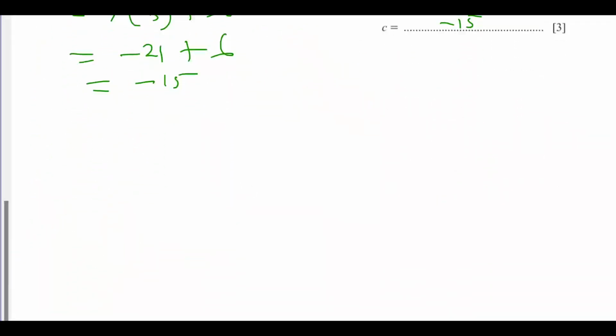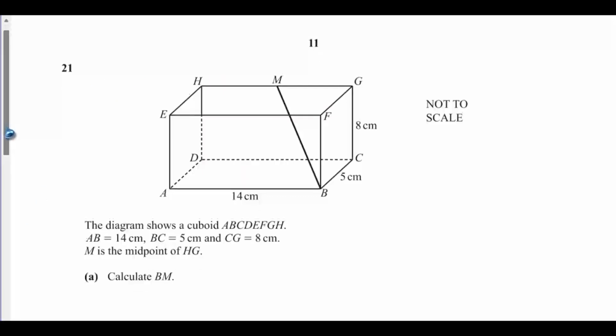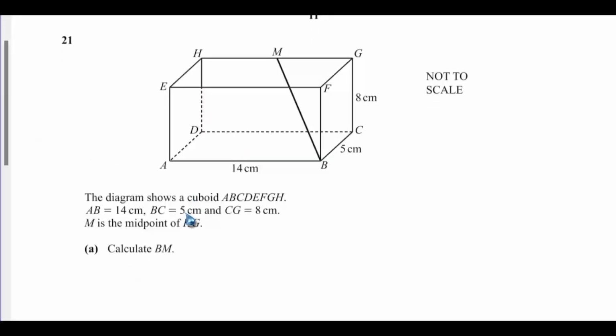So that will be question 21. Here the diagram shows a cuboid ABCDEFGH. AB is equal to 14 centimeters, BC is equal to 5 centimeters, and CG equals 8 centimeters. M is the midpoint of HG, so that means MG and HM will be equal. Since we know that HG is equal to 14 centimeters, this will be 7 centimeters. This will be 7 centimeters.